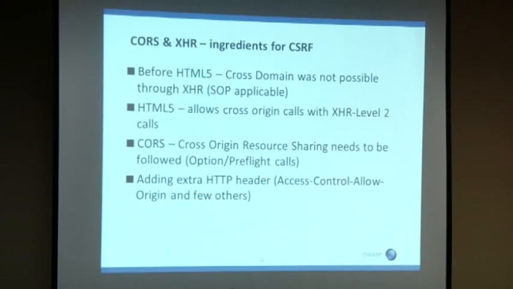Now, XHR level 2 has ingredients for SSRF and CSRF. For example, cross domain is possible. Say, if you take XHR level 1, I'm on yahoo.com, and the XHR object is coming from yahoo.com, and it's an XHR level 1 object. And I use that object to create a cross domain connection to http.google.com. It will fail. It will say you can't do this using an XHR level 1 object. But with XHR level 2, this has been allowed. So now, using XHR level 2, you can communicate cross domain, provided you follow CORS.